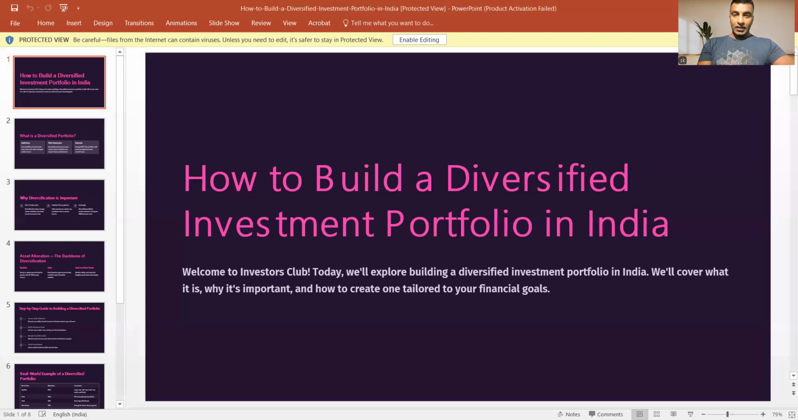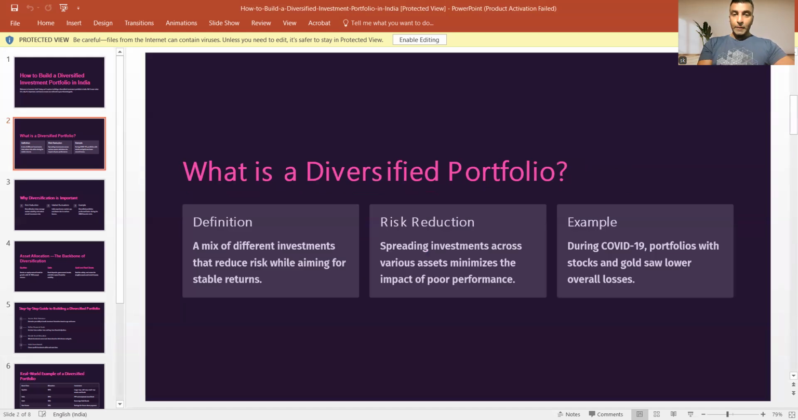So the topic is how to build a diversified investment portfolio. Let's start with, what is a diversified portfolio? First things first, what exactly is a diversified portfolio? A diversified portfolio is a mix of different types of investments that helps to reduce the risk while aiming for stable returns. So when you diversify your investment, the risk is also diversified. Okay, so it will reduce the risk and you will get some stable returns.